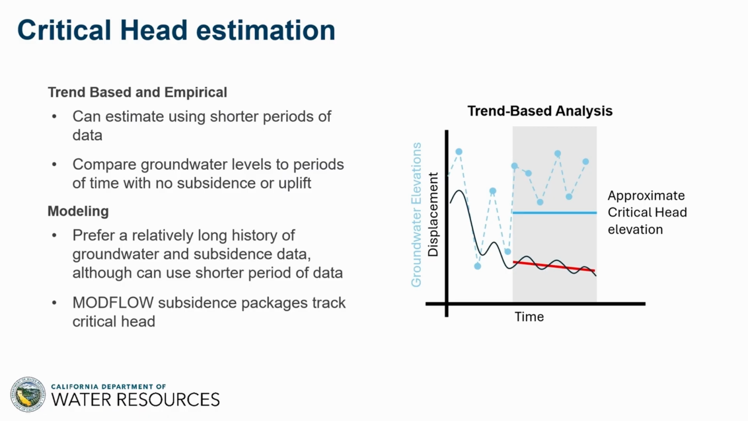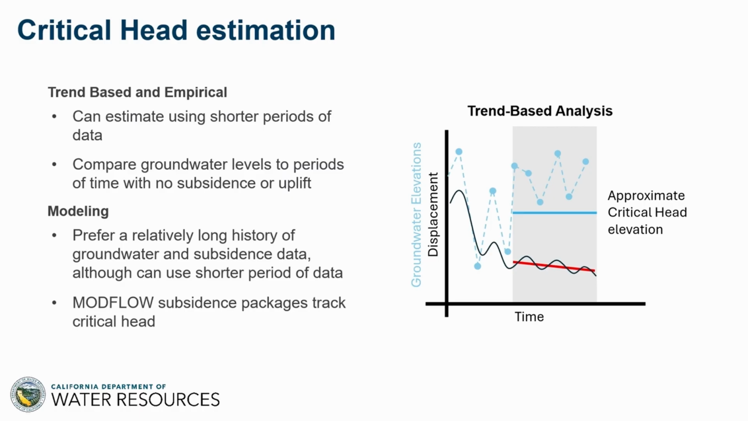Subsidence is largely correlated with changes in groundwater levels. Therefore, the absence of subsidence during a sustained period of time indicates that groundwater levels are likely at or above the critical head, assuming the period when subsidence is minimal is fairly long. And you can see this method in a hypothetical figure on the right side of the screen. The black line is the subsidence and the blue line is the groundwater level.